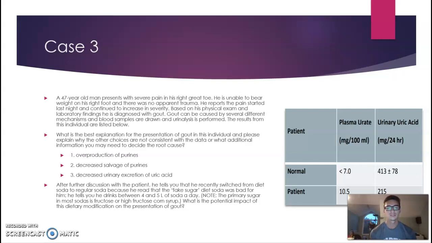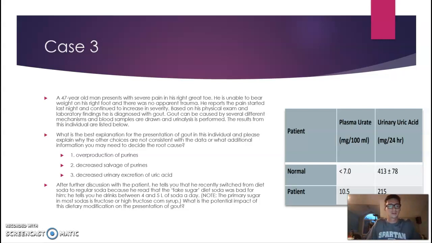The patient has a plasma urate of 10.5 when it should be less than 7, and a urinary uric acid of 215 milligrams per 24 hours when it should be 413 plus or minus 78. So the plasma urate is elevated, but the urinary uric acid is very decreased. What is the best explanation for this presentation of gout in this individual? And please explain why the other choices are not consistent with the data, or what additional information you may need to decide the root cause.